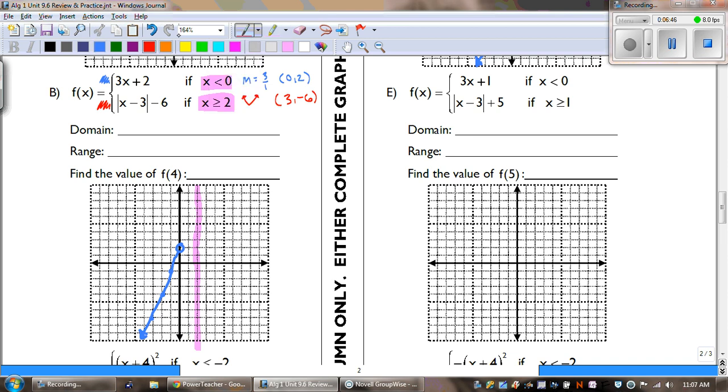Let's graph this. At 3, negative 6 is my first point. And then I go up 1, left 1, and that's going to be closed, because it's greater than or equal. I want everything to the right, so I don't need any more points than that, at least going to the left. But to the right, I continue that pattern.